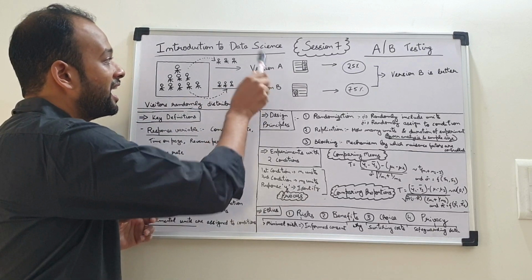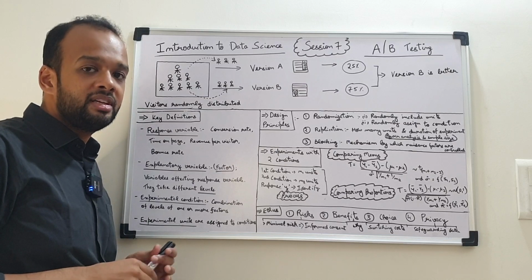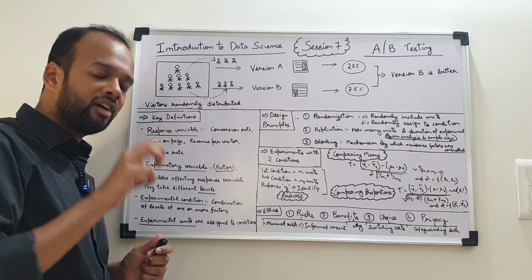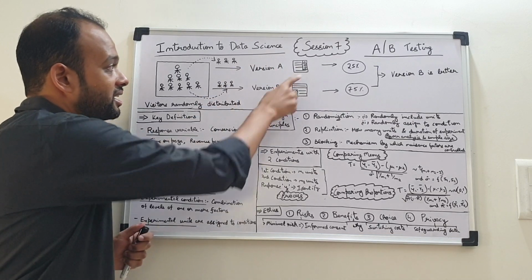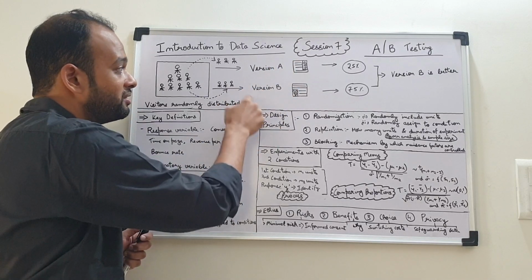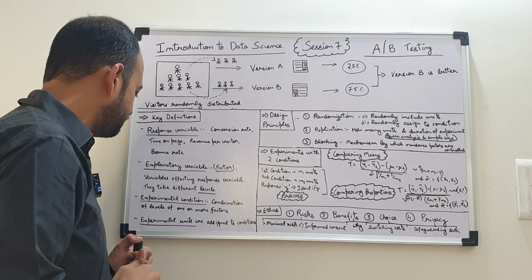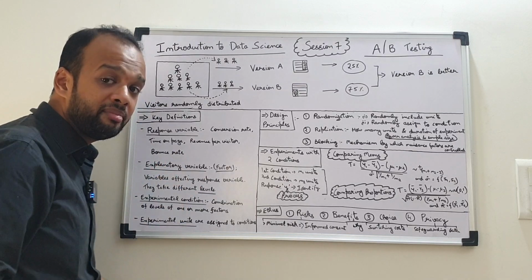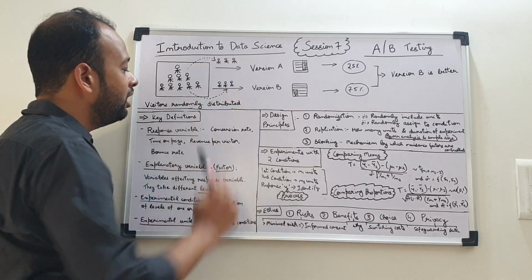So version A can have multiple levels of different factors, right? That means with each factor, we will have one level, and there will be multiple factors involved in version A, say the location of the button, the size of the text and so on. And version B will have a different set of levels for the different factors.